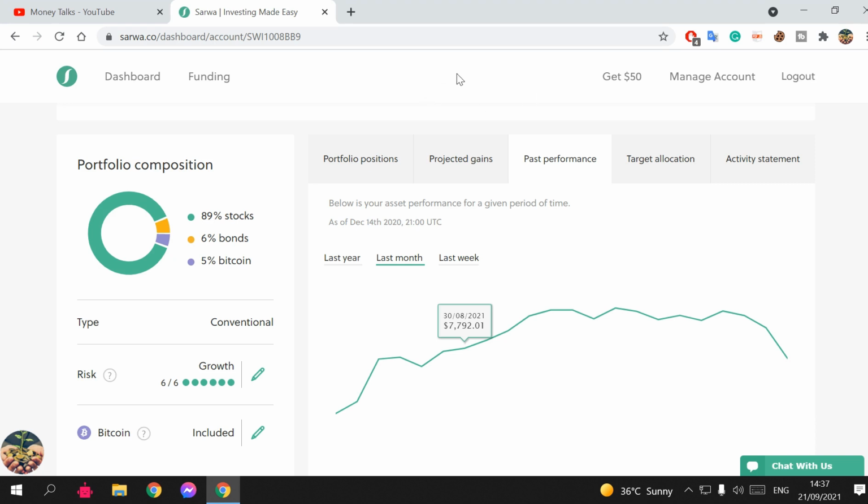It's all automatic. You don't have to do anything. Just put some money on Sarwa, and they have their professionals. They know how to invest your money. They know how to deal with your money. They know the best stocks that they can use for you to give you as much profit as you can get.